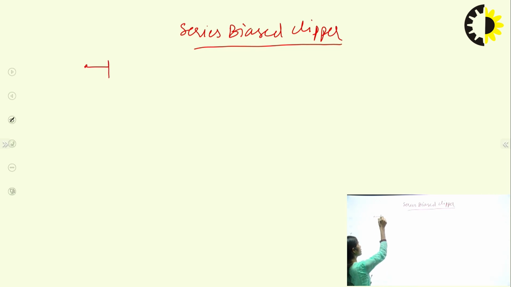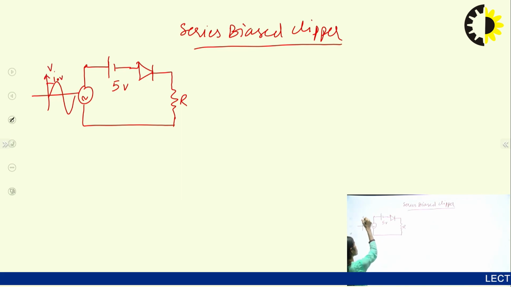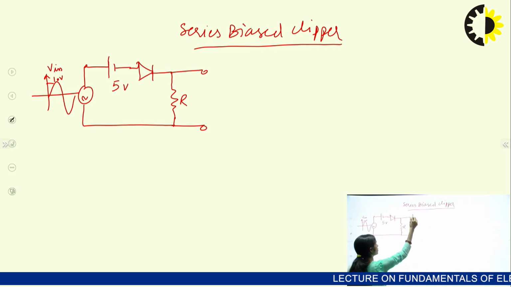In this, I have connected one battery here. Suppose I have connected this positive battery. Let's say this is 5 volt, and a diode is connected the same as in the previous case. We have a resistor R, and I have given the AC input signal. Let's say I have taken the peak voltage as 10 volt. This is our input signal. So this is the circuit I have taken, and I will again take the output across the resistor.